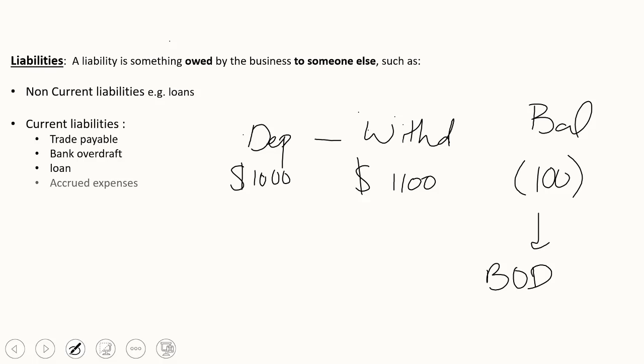Then you have accrued expenses, also known as accruals or outstanding expenses. These are expenses incurred but not yet paid. For example, you have used your phone, you made several calls during the month, but you haven't paid for it. You have to pay after the month end. So these are accrued expenses.